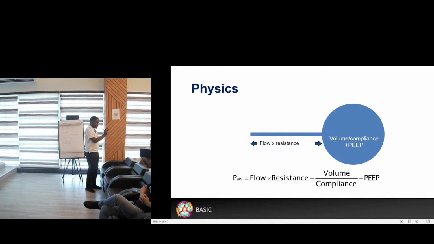Now let's take a look at the elastic component. So this here is our elastic component. Our elastic component is our alveoli, which is equal to volume over compliance plus PIP. So our elastic component is equal to volume over compliance, so we agree. And the PIP is the baseline pressure in the alveoli. Even the balloon here, if you are empty, it will have a baseline pressure, and that's the PIP.